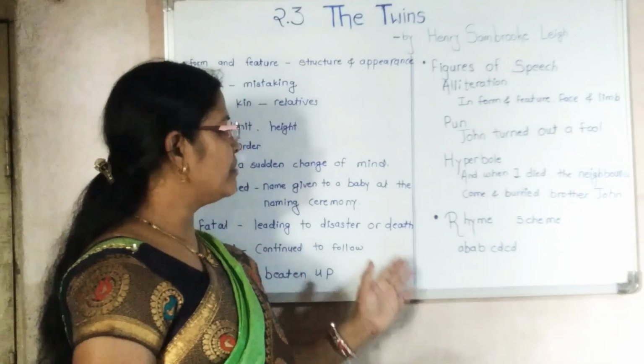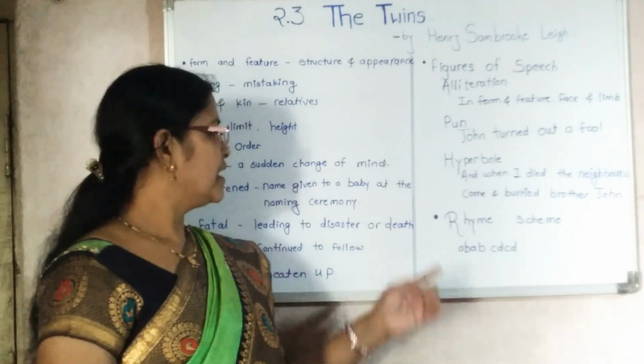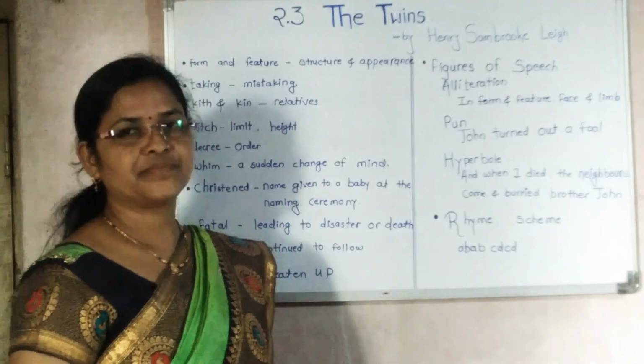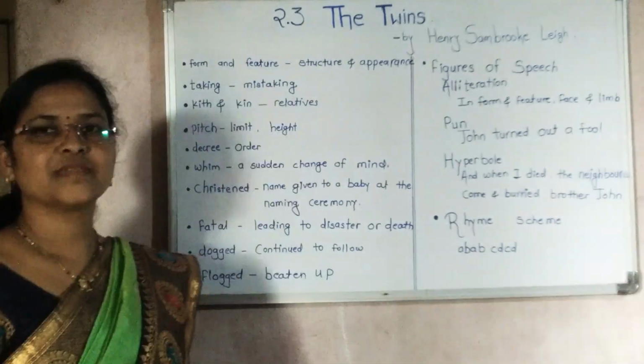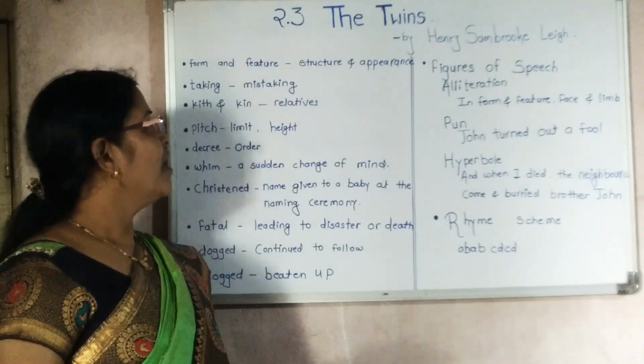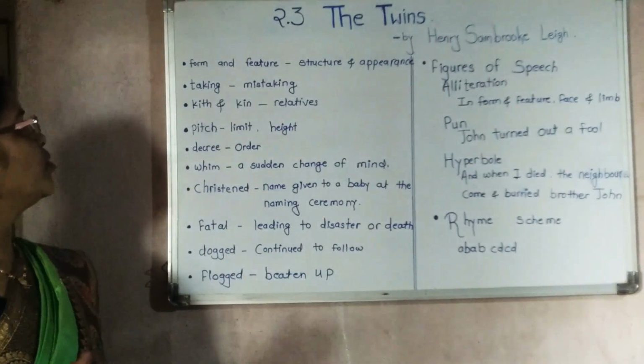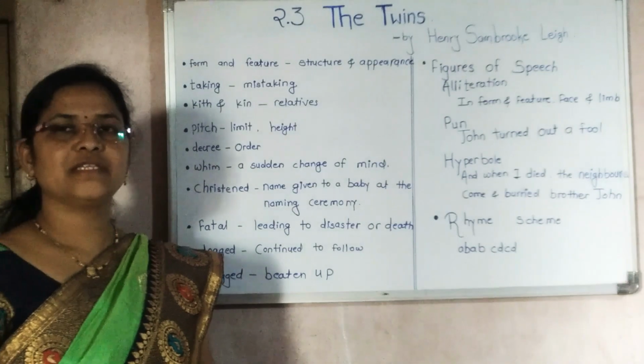The rhyming scheme of our poem is AB, AB, CD, CD. In this way, our poem 2.3, The Twins, ends here.